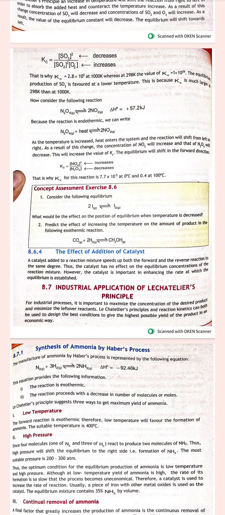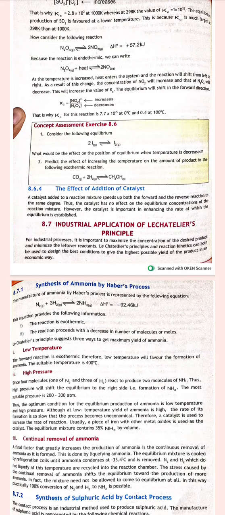So, Kc is SO3 raised to the power 2 divided by SO2 raised to the power 2 multiplied by the concentration of O2. So, that is why Kc is 2.8 into 10 to the power 2 at 1000 Kelvin, whereas at 298 Kelvin the value of Kc is 1 into 10 to the power 26. The equilibrium production of SO3 is favored at low temperature. This is because Kc is much larger at 298 Kelvin than at 1000 Kelvin.